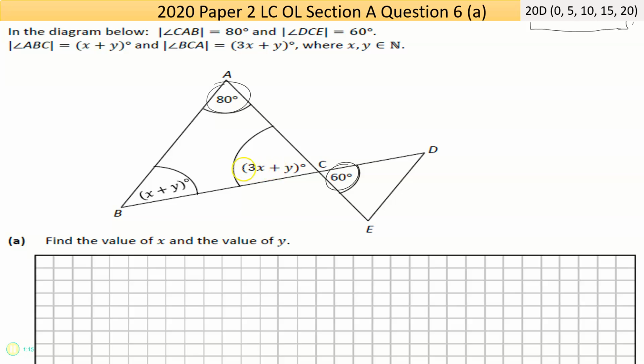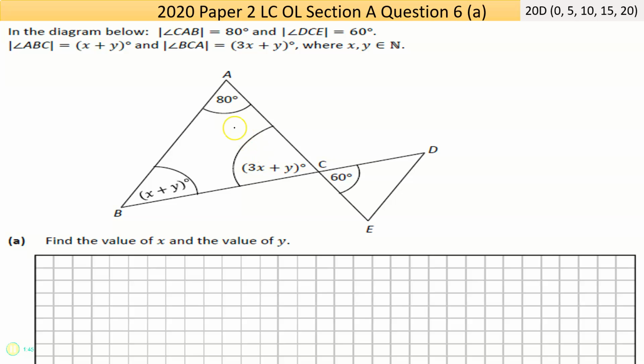Now they say the angle ABC is equal to x plus y, so this is given in terms of algebra. We don't know what this is. BCA is equal to 3x plus y, so again, algebra. And x and y are positive whole numbers, natural numbers. Okay, so I know what's going on now. What are they asking me? They're saying, find the value of x and the value of y.